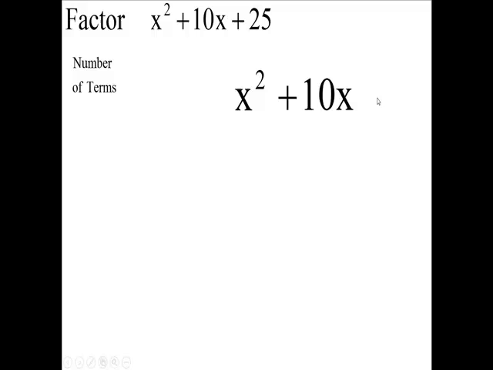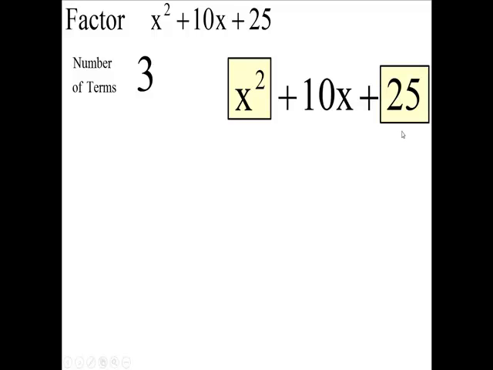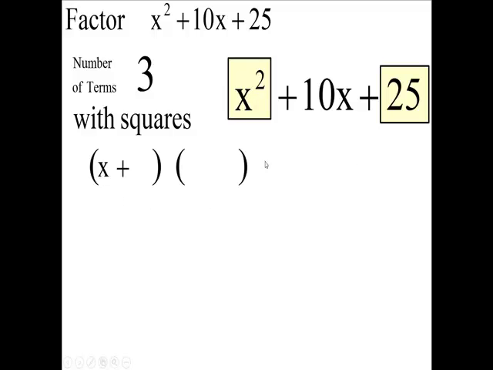1, 2, 3. And we're noticing right off that the first terms and the last terms are square numbers, aren't they? This is an x times an x, and 25 is 5 times 5. So the first and last terms are squares. Is this the perfect number for the middle? Well, what would you write for x squared? You want to write an x, and for 25 we said 5 times 5, didn't we?